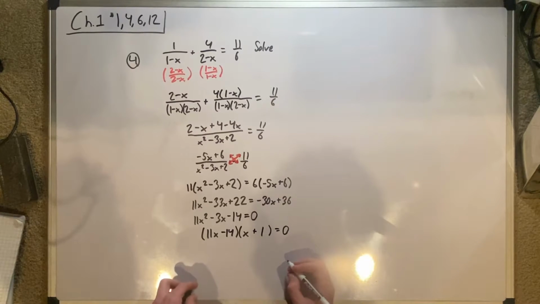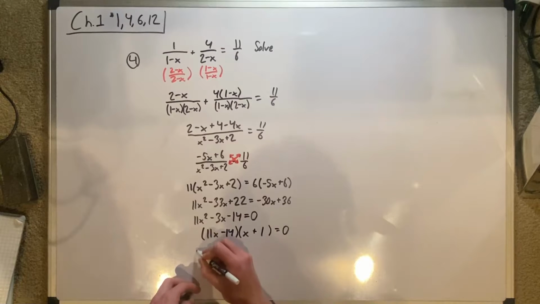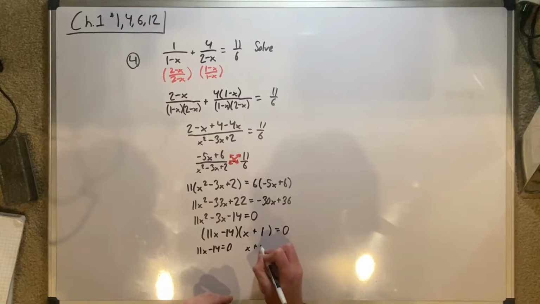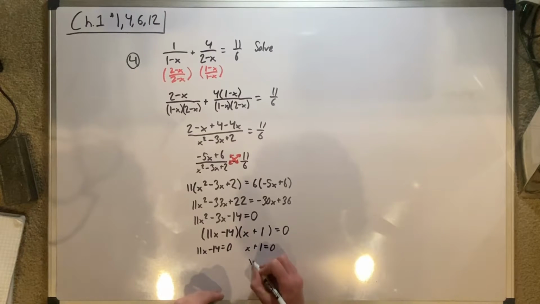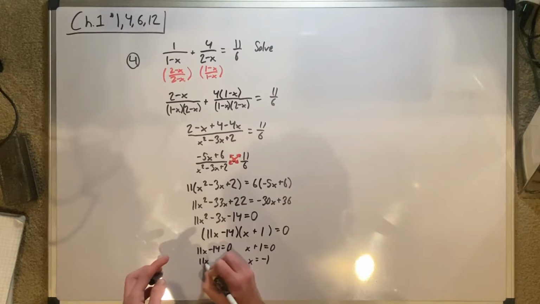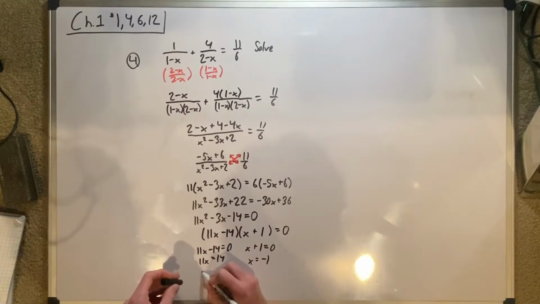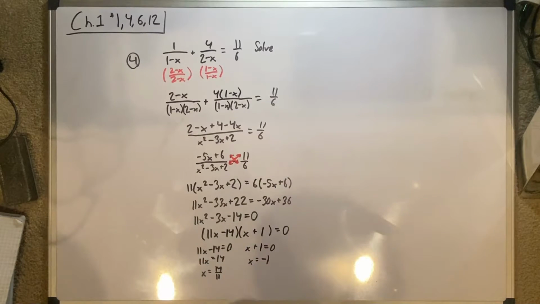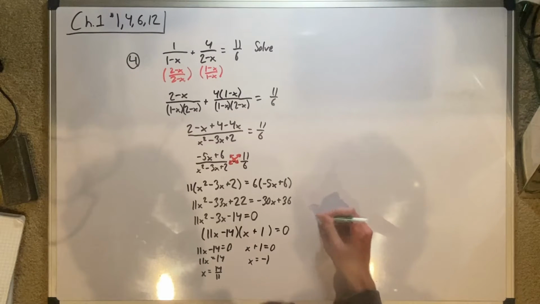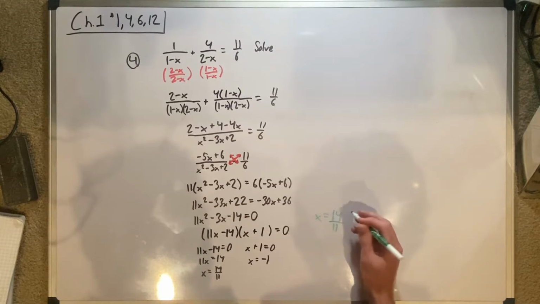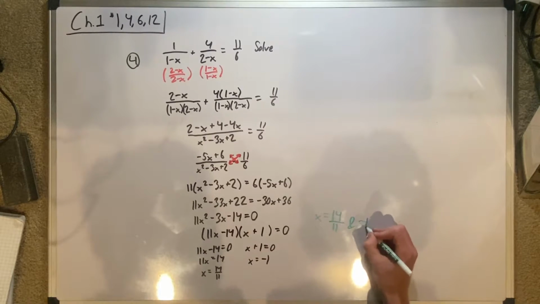And now we solve. So 11x minus 14 is equal to 0, and x plus 1 is equal to 0. So x is equal to negative 1. And adding this 14 over, we get 11x is equal to 14, so x is equal to 14 over 11. In total, x is equal to 14 over 11 and negative 1.